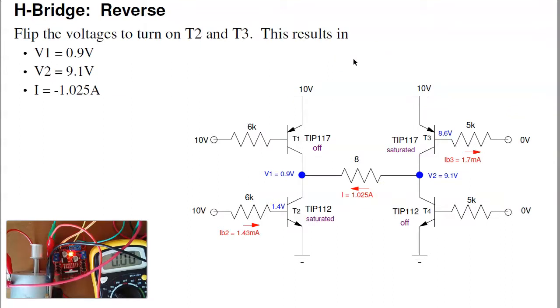To have the motor go in reverse, all I do is switch them. Instead of turning on T1 and T4, turn on T3 and T2. And here pretty much all the analysis stays the same. The current is limited by the 8 ohm resistor, so these 2 are saturated, and I get 9.1 volts on the right, 0.9 volts on the left.